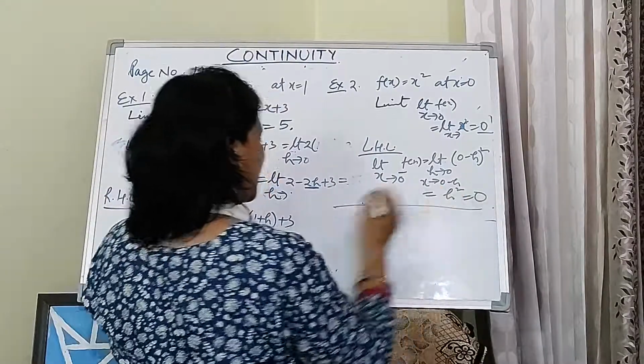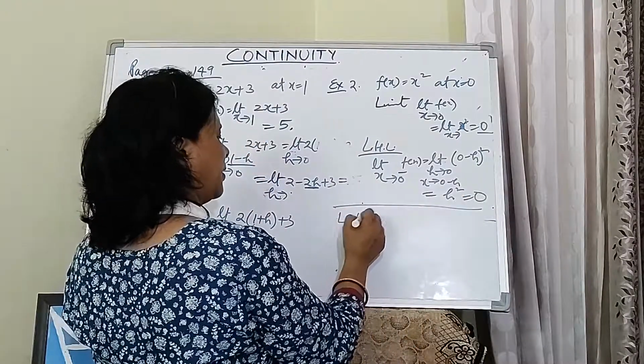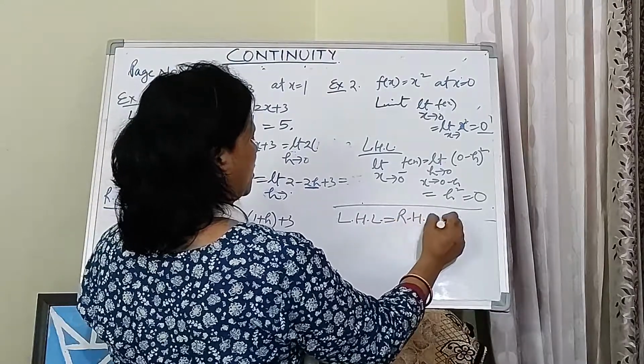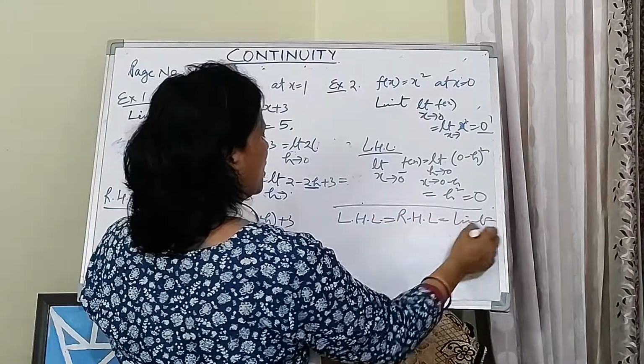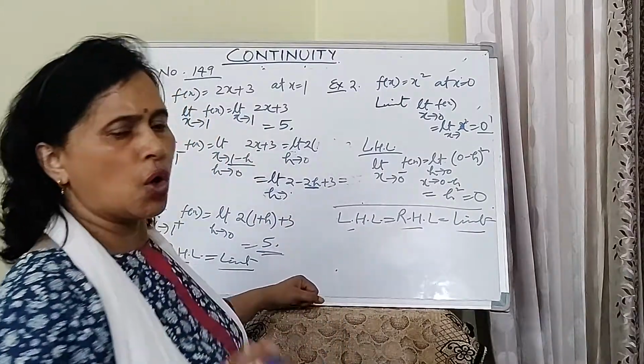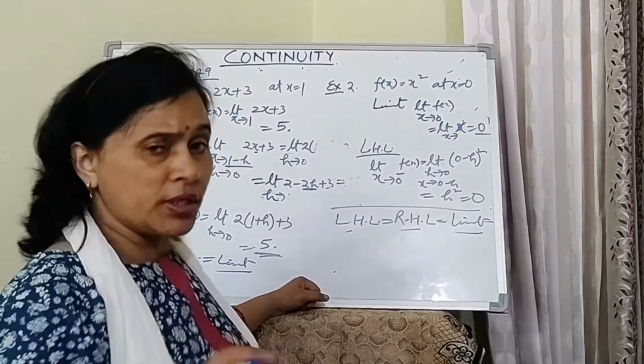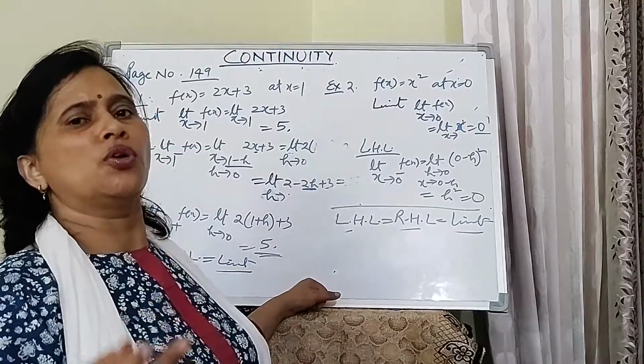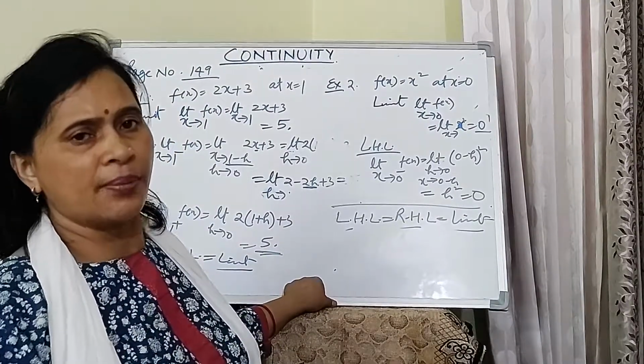So what do I get? Left hand limit is equal to right hand limit is equal to the limit of the function. Hence, this function is also continuous. So what is the conclusion? The conclusion is that a quadratic polynomial is always continuous everywhere.